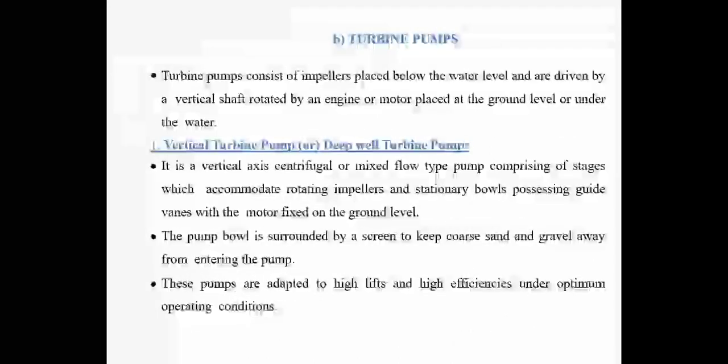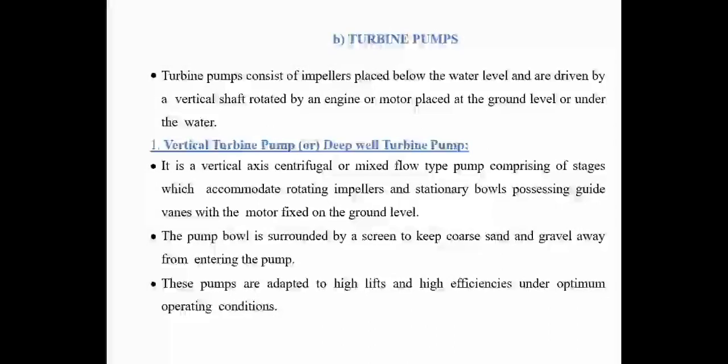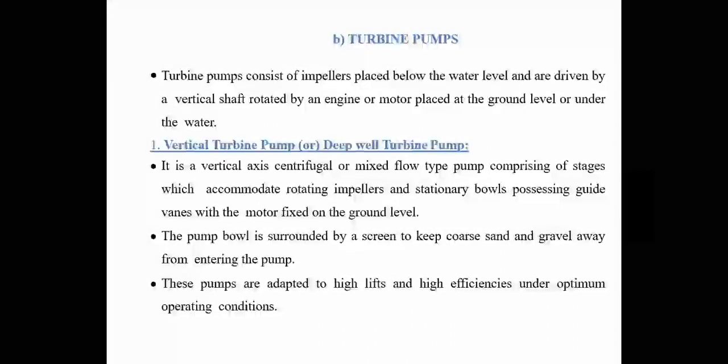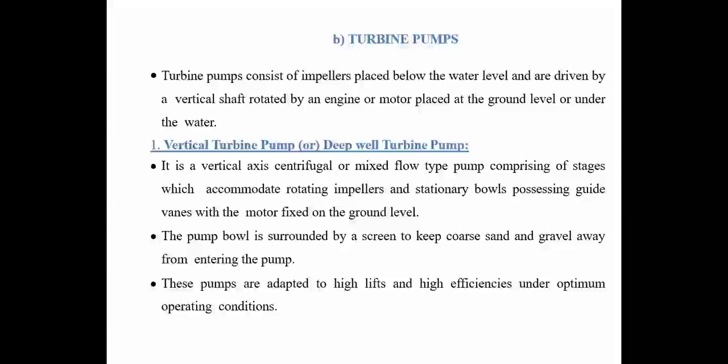Now we will move on to the second type, turbine pumps. The turbine pumps consist of impellers placed below the water level and are driven by a vertical shaft rotated by an engine or motor placed at the ground level. We have seen that in case of centrifugal pumps, we place the motor and the pump both above the ground, above the source of water. So in case of turbine pumps, what is the difference?